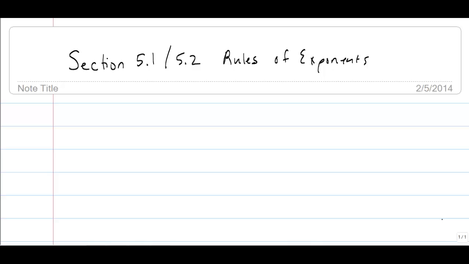This lecture is about section 5.1.5.2. We're dealing with the rules of exponents. Let's review what we mean by exponents.